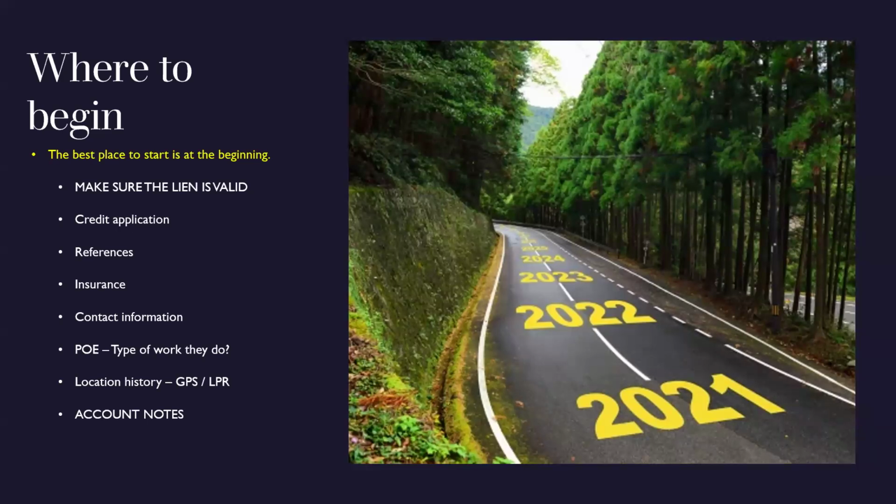The POE. Now, you may not have an active place of employment, but it's important to know what type of work they do. If they were a nurse, odds are they're probably still a nurse, and they may not be at the location, but look where they possibly may work in similar fields. Location history, GPS, LPR. And obviously the account notes. There's a lot of valuable information in account notes that when we review with clients often, 3 months ago, they said the vehicle's sitting here and they wanted to surrender. Well, 4 addresses later, that would have been great to know.